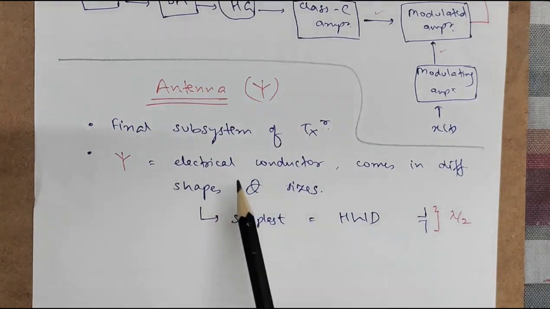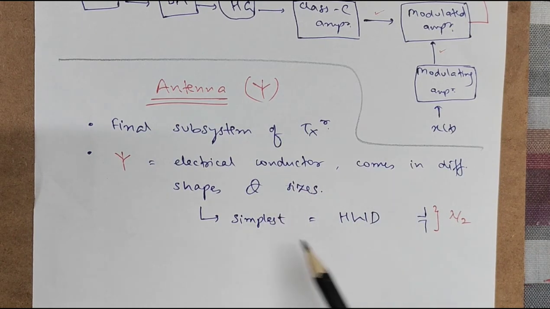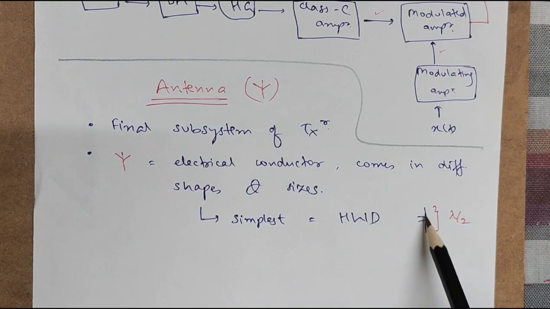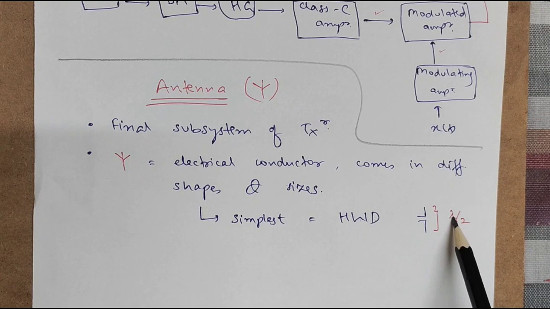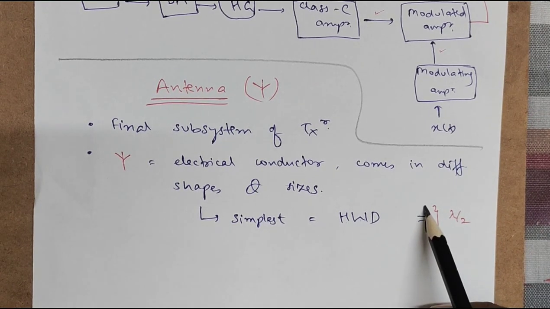The antenna is an electrical conductor which comes in different shapes and sizes. The simplest among them is a half wave dipole. Half wave dipole means the length of the antenna is half wavelength, lambda by 2, where lambda is the wavelength. So the length between the extreme points is lambda by 2.